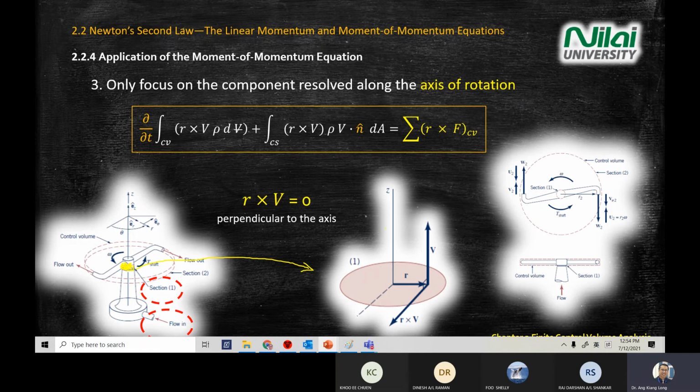And in this chapter, we are looking at cross products. You take V cross R in this direction, it'll give you 0, when your velocity is perpendicular to your radius or to your control surfaces. Take note, when your velocity is perpendicular to your reference area or reference plane, the cross product of your V times R will give you 0.